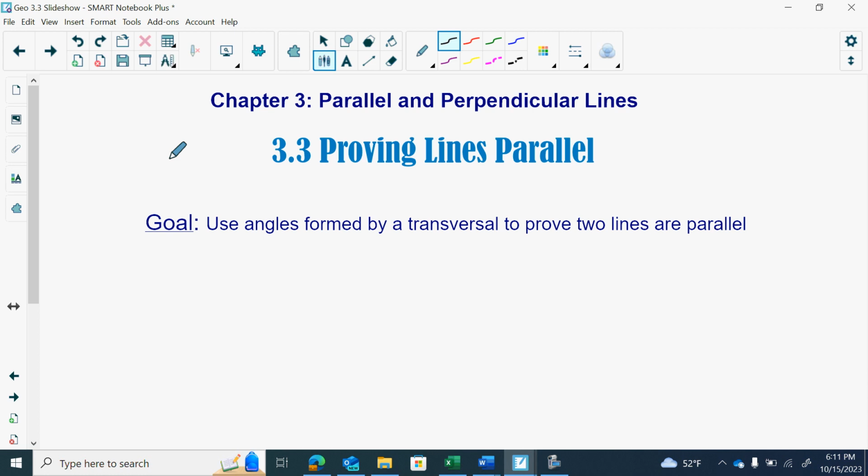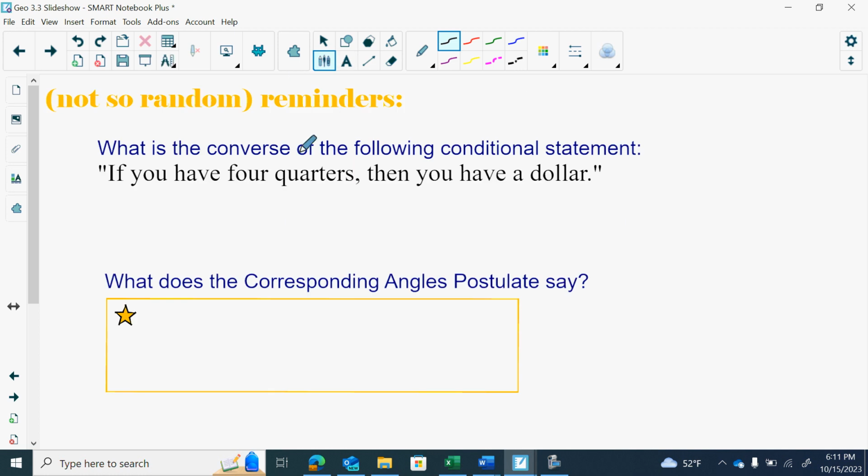The main goal here is using angles formed by a transversal to prove two lines are parallel. So now we're going to go backwards from what you've already been doing, but it will make sense as we go. You'll see some proofs, you'll see some applications, and go from there. So let's begin, with some not so random reminders.